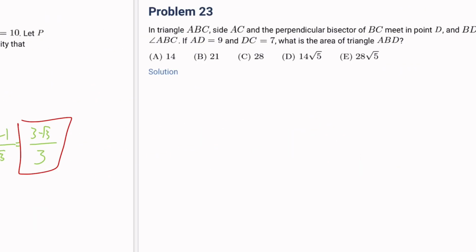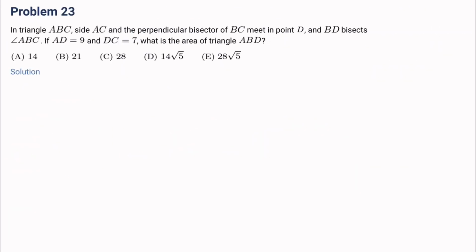It's C. Number 23. In triangle ABC, side AC and the perpendicular bisector of BC meet in point D, and BD bisects angle ABC. If AD equals 9 and DC equals 7, what is the area of triangle ABD?